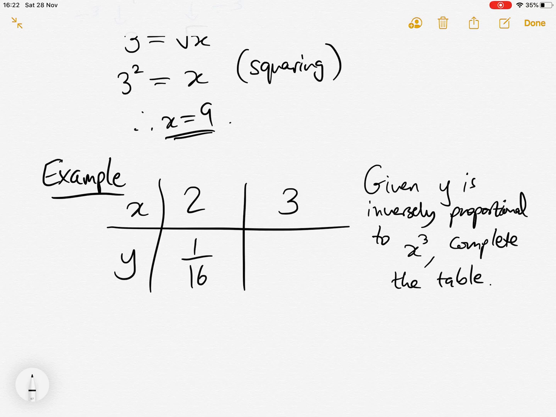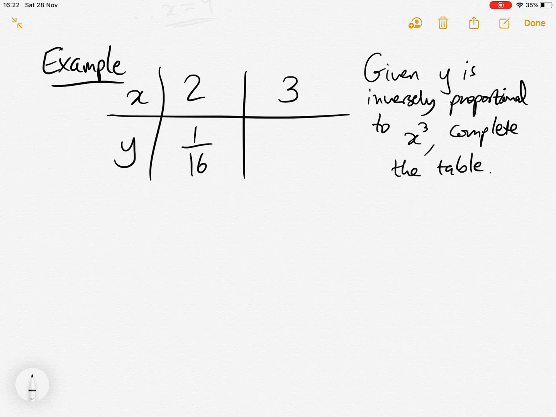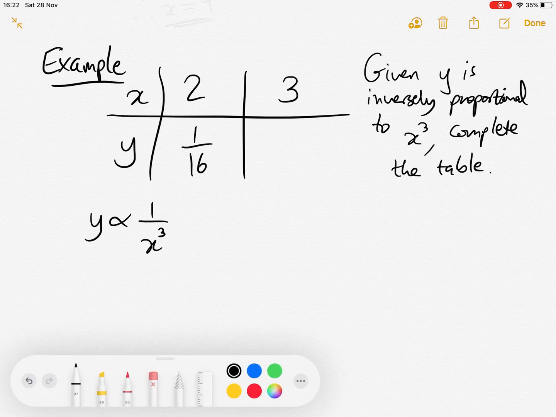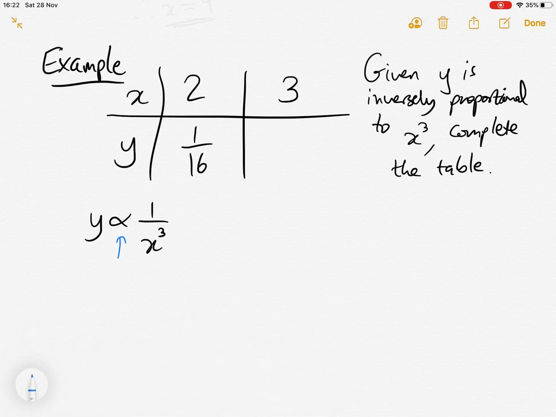So we're told y is inversely proportional to x cubed. We need to find the value of y when x is 3. So what is the first step? We first need to write a formula in terms of k, the constant of proportionality. And remember, this proportional symbol, you can always replace this with equals and a k. So y is equal to k times 1 over x cubed. And that's the same as y equals k over x cubed.